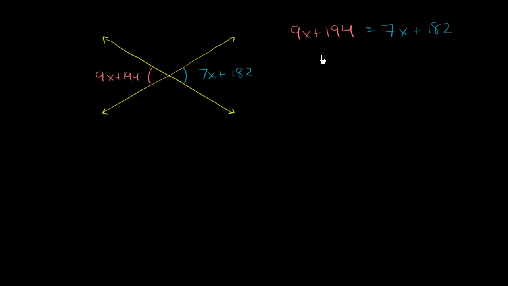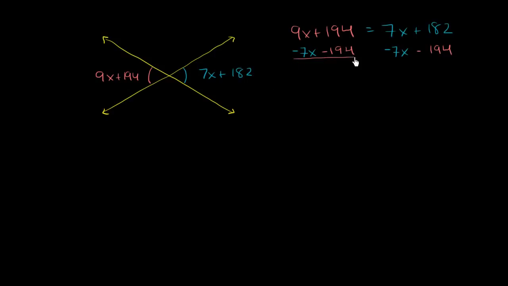So if we want all the x terms on the left-hand side, we could subtract 7x from here. We've got to do it to both sides, of course, in order to maintain the equality. And then we could put all of our constant terms on the right-hand side. So we can subtract 194 from the left. We have to subtract 194 from the right in order to maintain the equality.